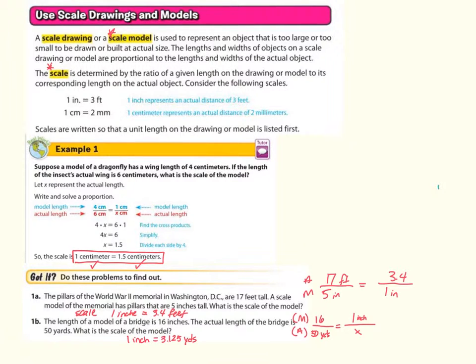You don't have to put your answer as a decimal. You can also represent it as a fraction. But in this case, for every 1 inch that is measured on paper or on the model, that technically is 3.125 yards in real life. Okay? All right, let's go get some guided practice.